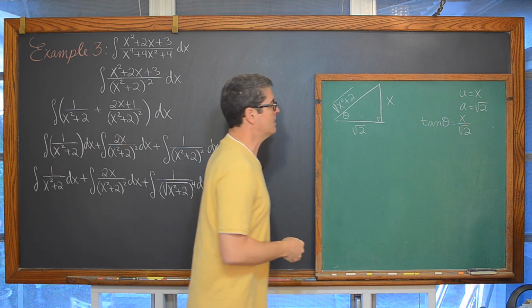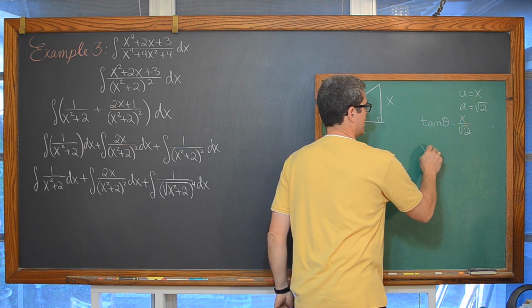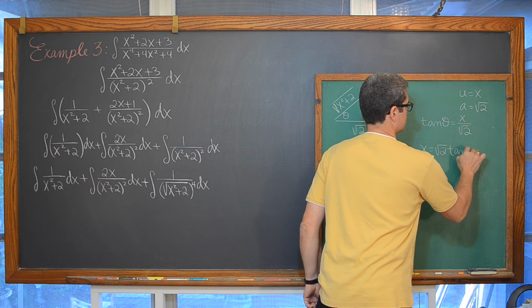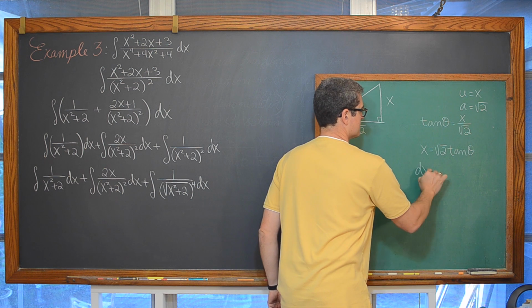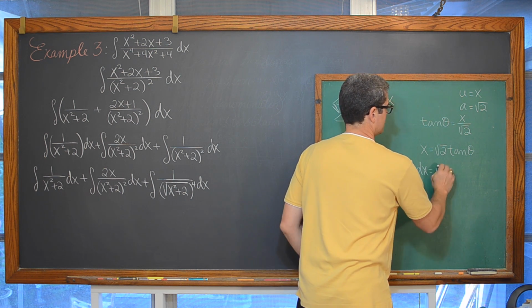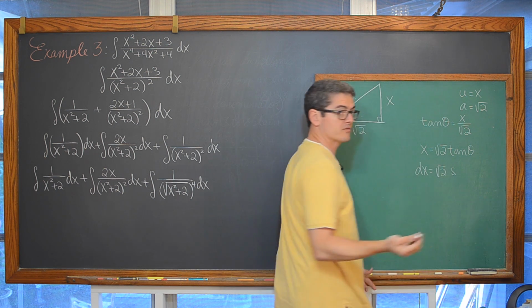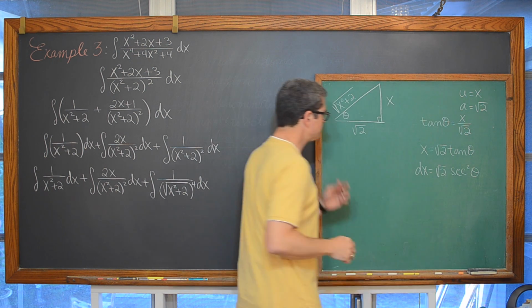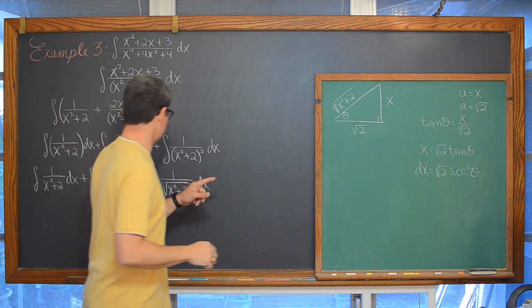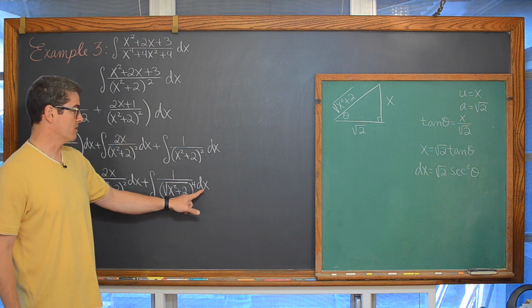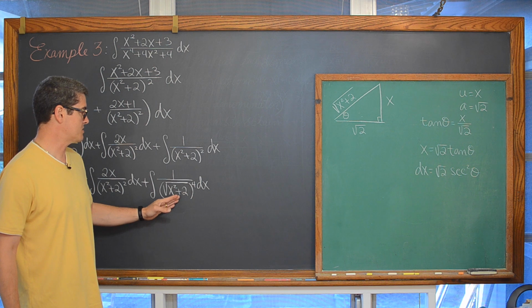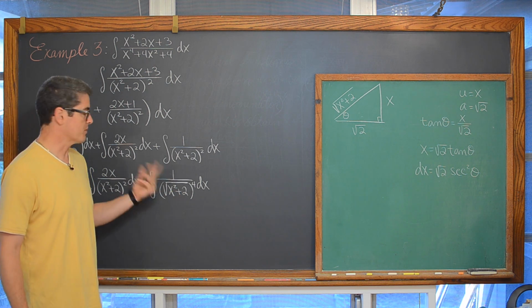Moving the square root of 2 over with multiplication, we get x is equal to the square root of 2 tangent of theta. dx is going to be equal to the square root of 2 times the derivative of tangent, which is secant squared theta. That's going to take care of our dx, and we're going to need a substitution to deal with the radical.